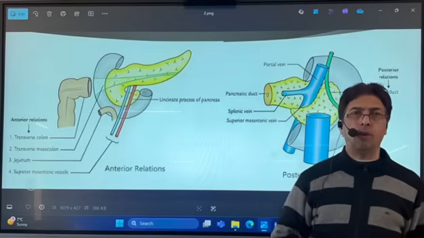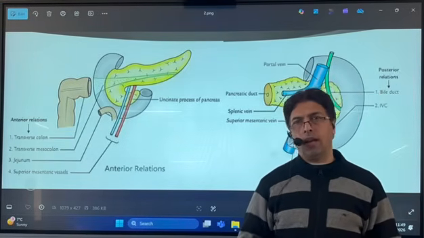And one of the most common causes of pancreatitis is chronic alcoholism.